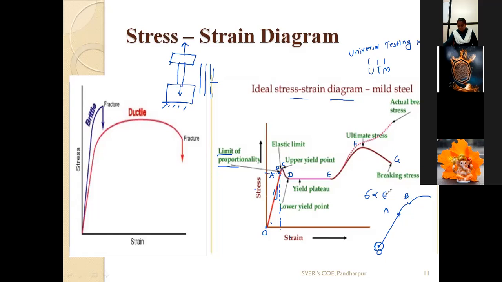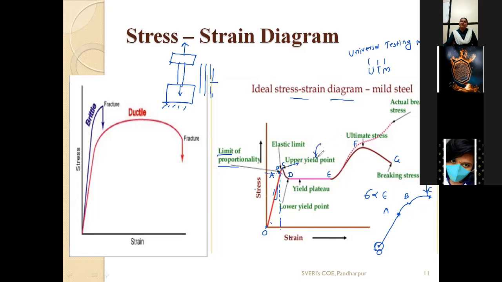After that, I will move towards this C point. From B to C, stress is increased, but strain is not increased too much. So this is called the upper yield point. Here it is written upper yield point.